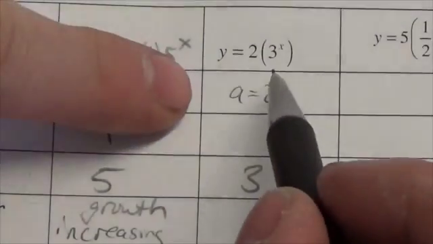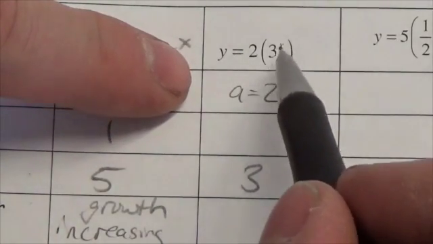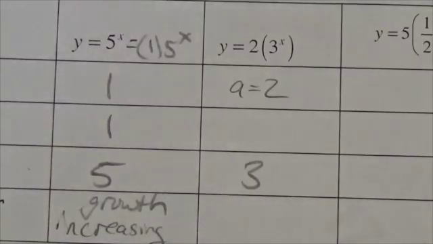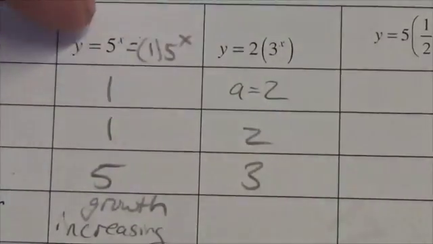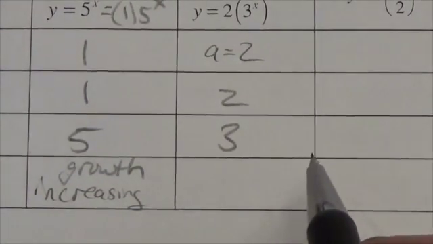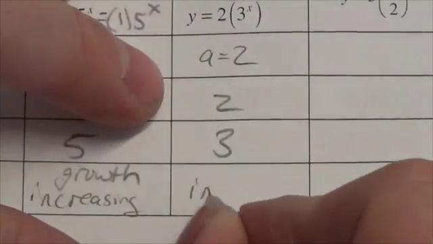Now my y-intercept, I already know that my y-intercept is going to correspond to the a value. 3 to the 0 is going to be 1. Again, that's how I find the y-intercept, make x equal to 0. Multiplied by 2 is going to be 2. Those two are going to be the same almost all the time. Is this increasing or decreasing? Well, that depends on the value of b, and because this is greater than 1, this is going to be increasing.